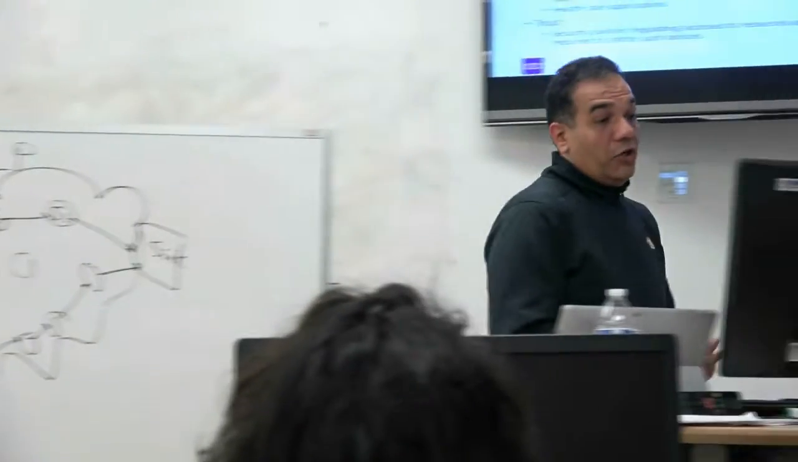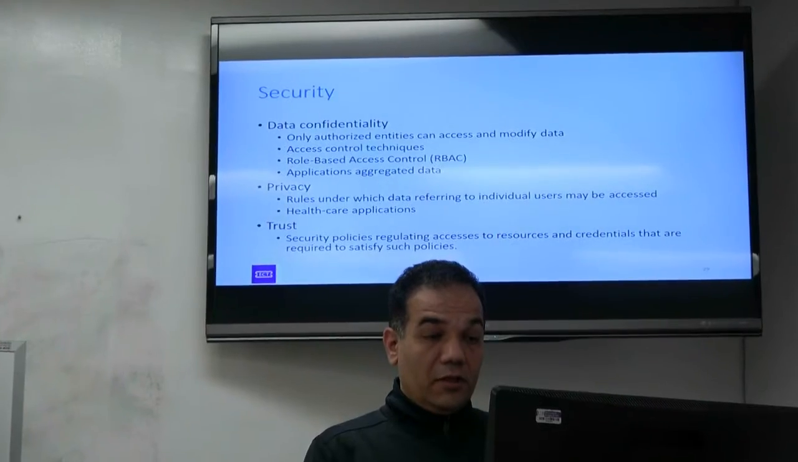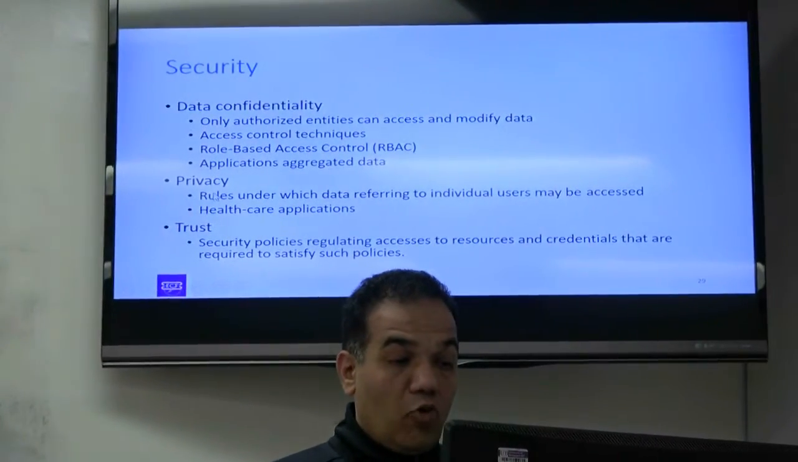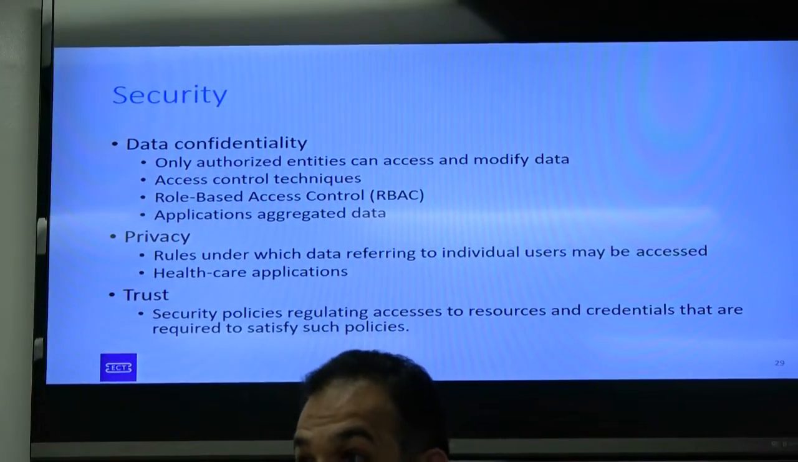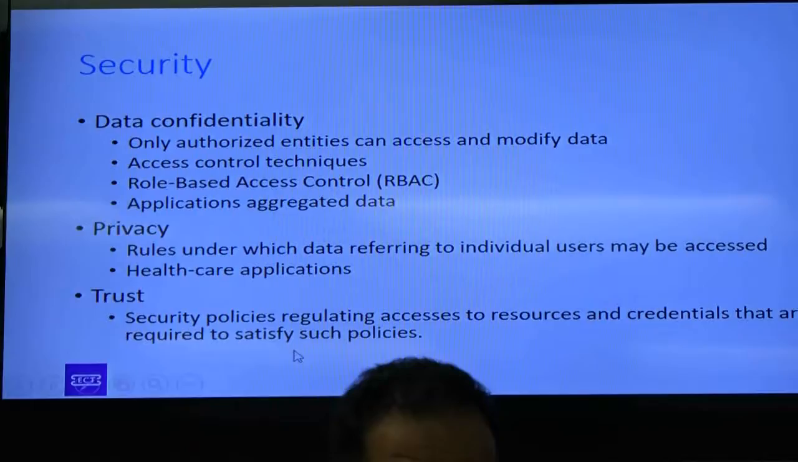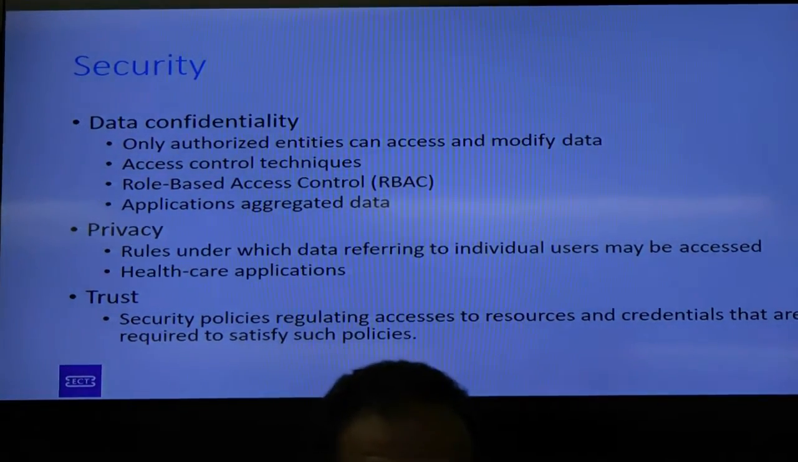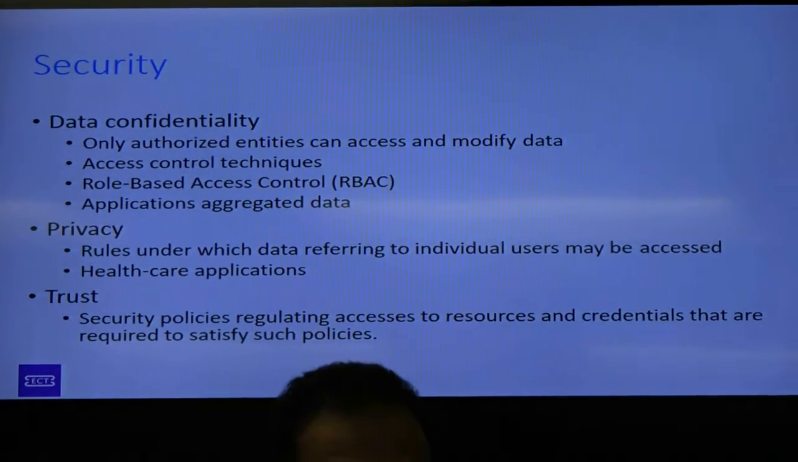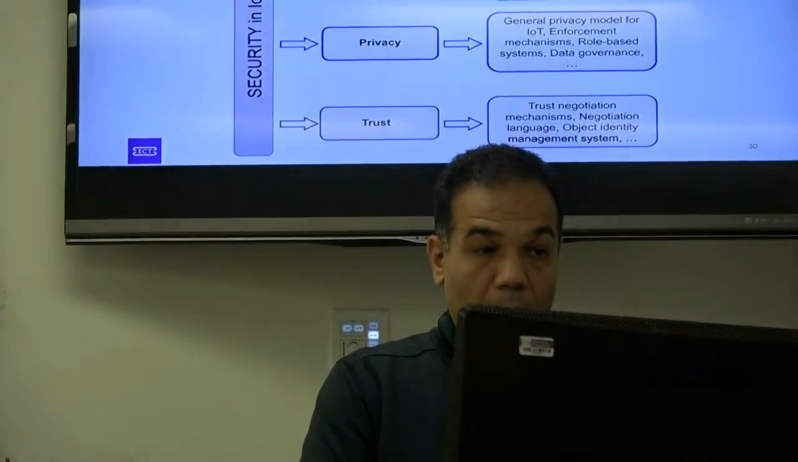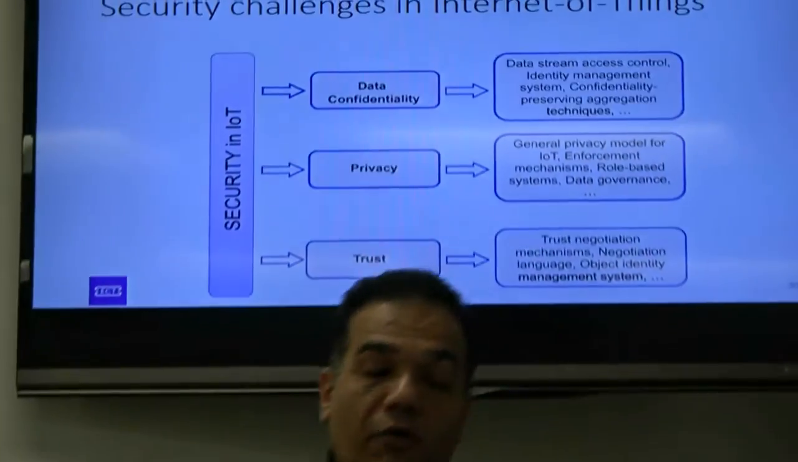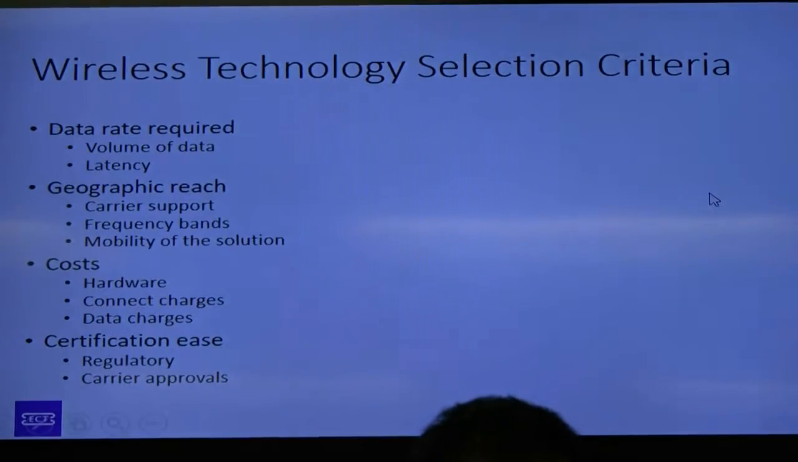All right, so security, data confidentiality. Data has to be confidential, okay? I don't want to go into details. Privacy, okay? We just gave a privacy example here, but it's wider than we think. Trust. So security policies regulating access to the resources and credentials that are required to satisfy such policies. So talking about policies. Security challenges in the Internet of Things: data confidentiality, privacy, trust. You could think about all of them in detail.